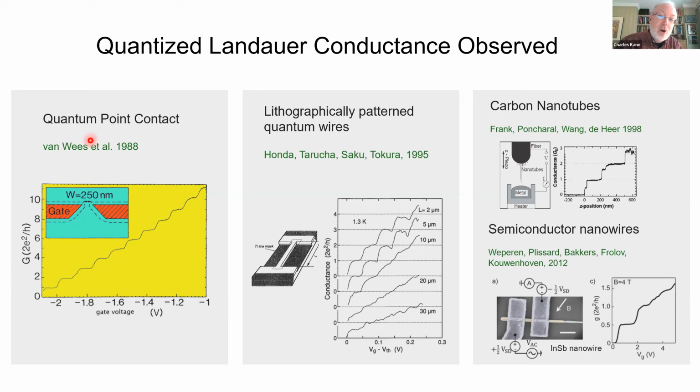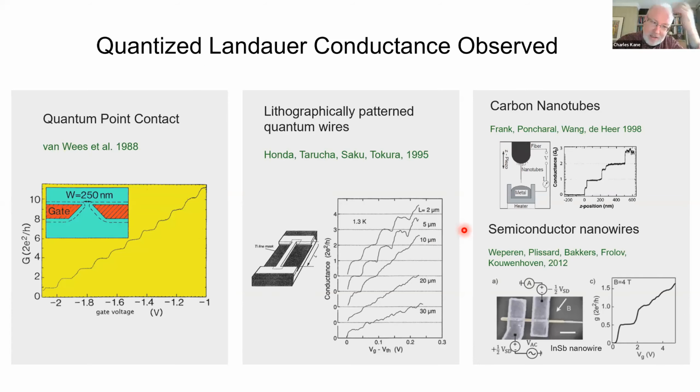So this can be observed in a quantum point contact, where you see steps in lithographically patterned quantum wires, carbon nanotubes, semiconductor nanowires. So this is something, if you have samples which are good enough, then you can see this quantization. Okay, so it has to be good, but it doesn't have to be completely perfect. So there's some hope that maybe one can see this.